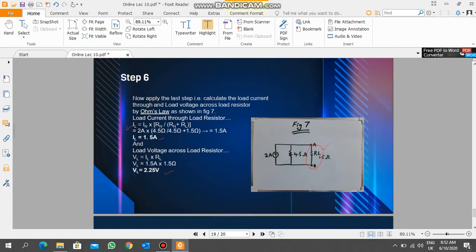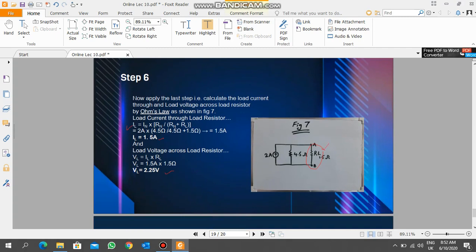What is the value for Rn? 4.5, we found in the last step. And 4.5 plus, what is the load resistance value here? 1.5 ohm. So the load current is 1.5 ampere. So the load voltage across the resistor, we can find VL also from here. V is equal to IR. I is 1.5 and RL is also equal to 1.5. So VL is equal to 2.25 volt.